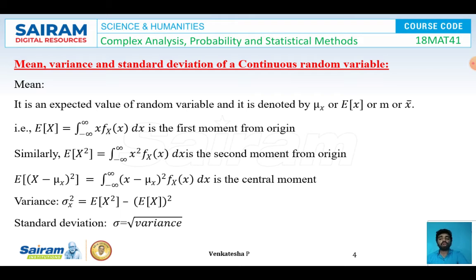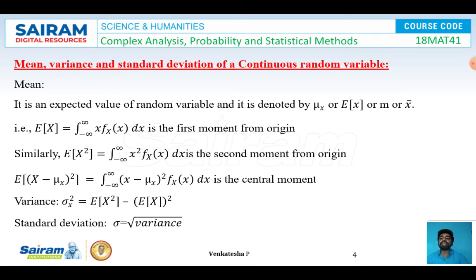Similarly, the expectation of X square is equal to the integral from minus infinity to plus infinity of x square times f_X(x) dx. This is called the second moment about the origin. Next is the expectation of (X minus mu_X) whole square, which will be equal to the integral from minus infinity to plus infinity of (x minus mu_X) whole square times f_X(x) dx. This is called the central moment formula.